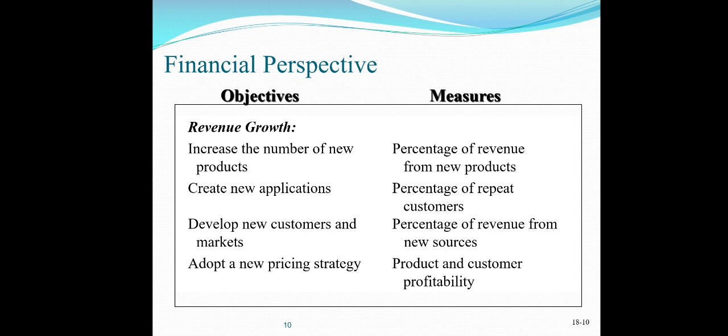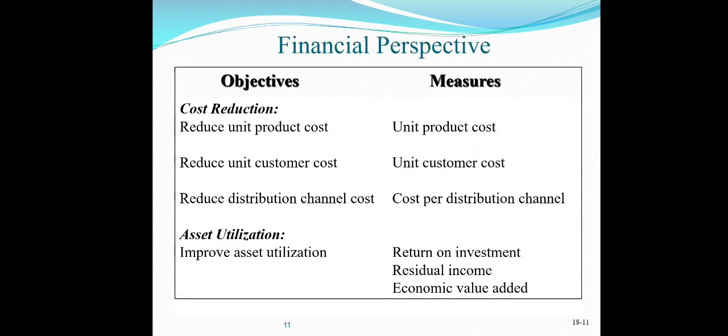So this is the objective for revenue growth. If the objective is cost reduction, then the specific objective, I think, is to reduce unit product cost. The measure is unit product cost. The objective is to reduce unit customer cost. The measure is unit customer cost. Reduce distribution channel cost per distribution channel.